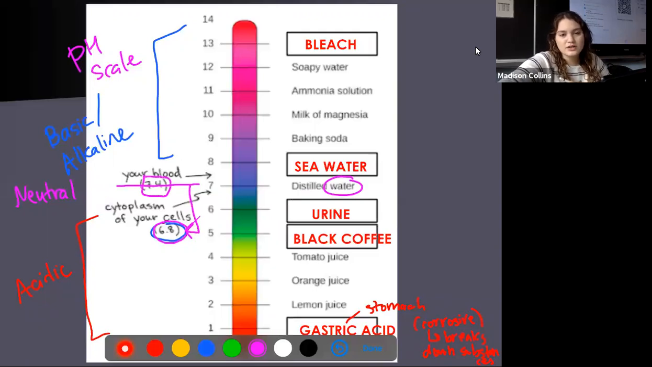So whenever you think of water, I want you to think a pH of 7. That is a neutral pH. 8 to 14 is basic, where alkaline is another word we use. And anything from 6 to 0 is going to be acidic.